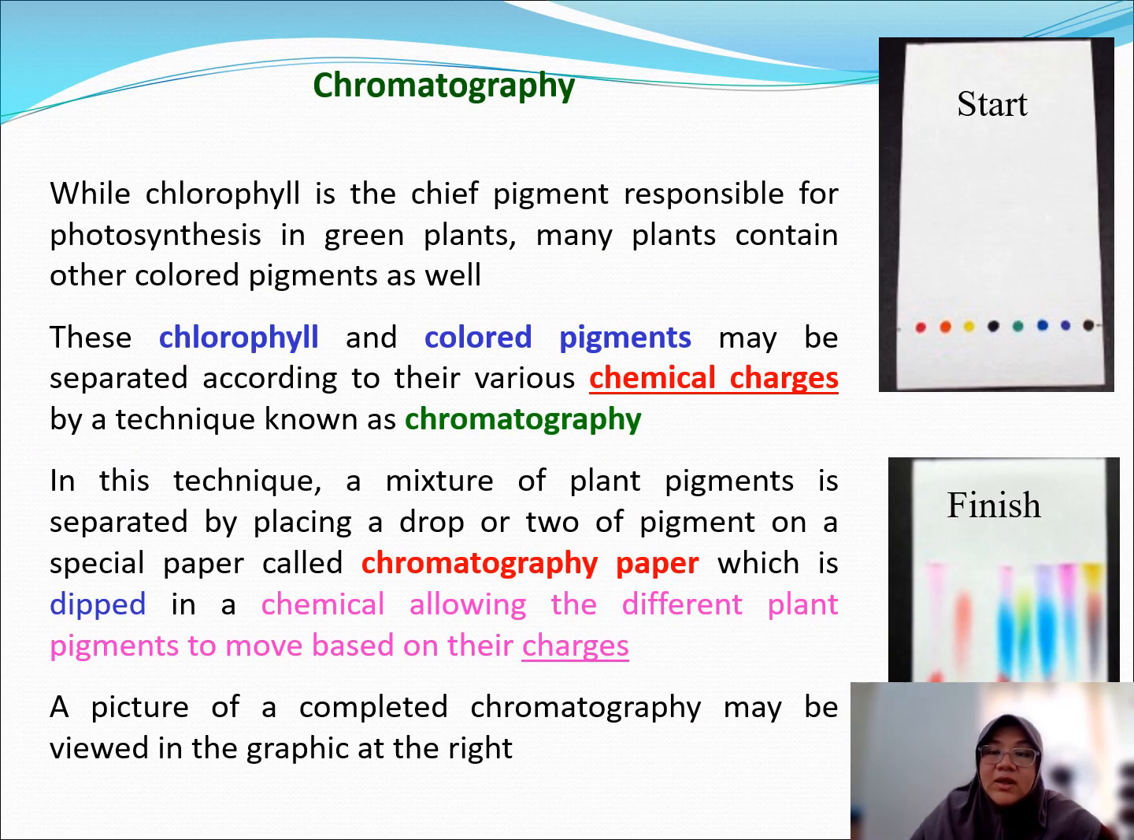Okay, and this chromatography, dia biasanya the movement of the analytes ataupun the compounds ni adalah based on the color atau called as color pigments. And usually color pigments ni untuk tumbuhan kita ada chlorophyll lah, okay, and this chlorophyll and color pigments may be separated according to their various chemical charges, okay. And then using this chromatography, after several times kita akan nampak the movement of the pigments sampailah at the end yang kita nak target, okay. And then this is a chromatogram.